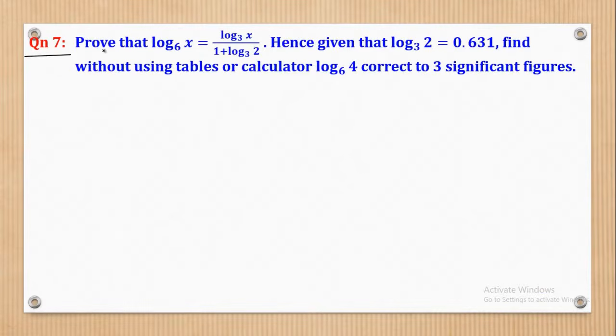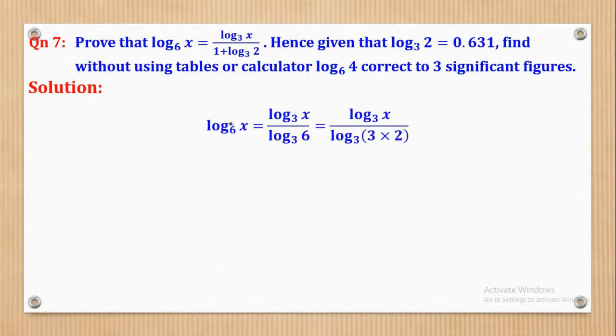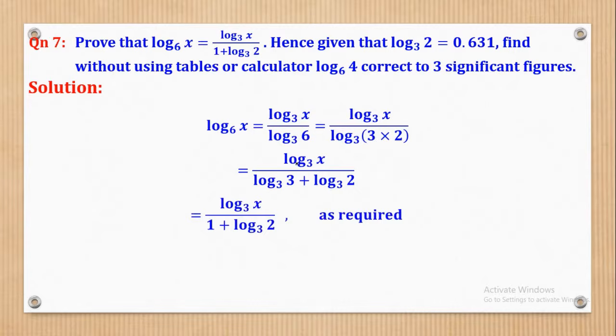So now we shall go to question 7, which is that prove that log base 6 of x is equal to this, and hence given that log base 3 of 2 is equal to that, find without using tables or calculator log base 6 of 4 corrected to 3 significant figures. So changing this to base 3 will give you that, and this 6 is the same as 3 times 2. So expanding this denominator gives you that, so multiplication means that here you put addition. Then this one becomes 1, and that is what was required.